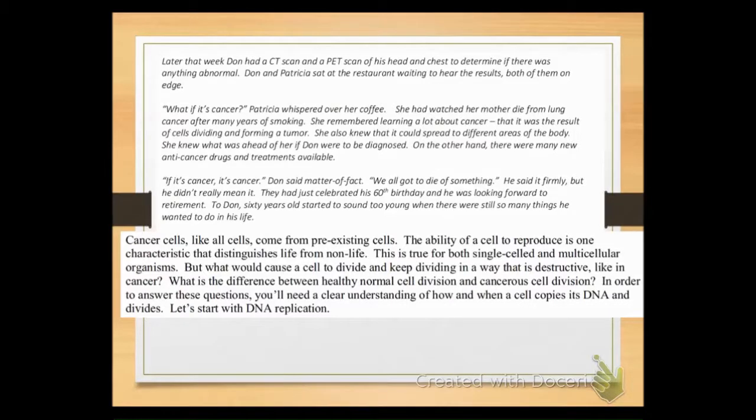If Don does have cancer, then we need to start to understand a little bit more about what a cancer cell is and how a cancer cell could come about. So let's talk a little bit about where cells come from overall. We know that cancer cells, like any cell, are going to come from a pre-existing cell. So we also need to take a look at how a cell is formed, where it comes from.